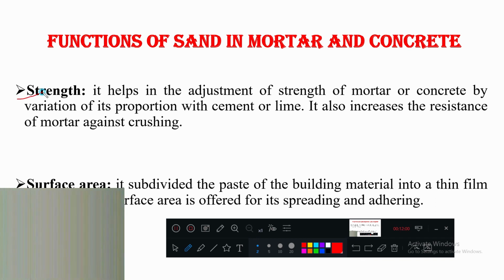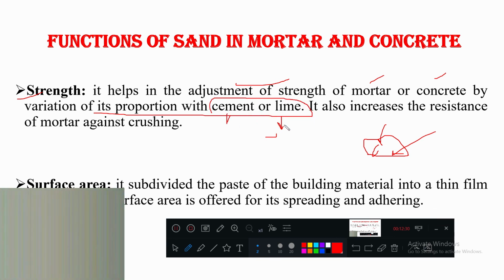Next function is strength. Obviously, sand plus cement means it is going to get more strength. If you are using only cement, then strength is not there. Strength you are not going to get. If you add sand or aggregates, then only that mixture will get strength. So in that way it helps in adjustment of strength of mortar or concrete, both cases, by varying the proportion of cement as well as lime. In some cases you use cement, but on the village side they use lime.